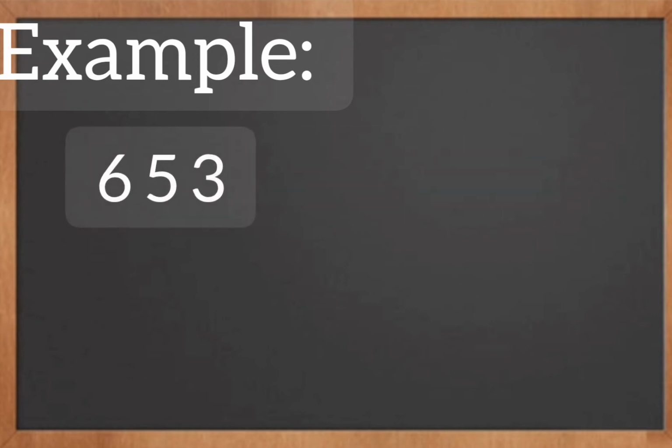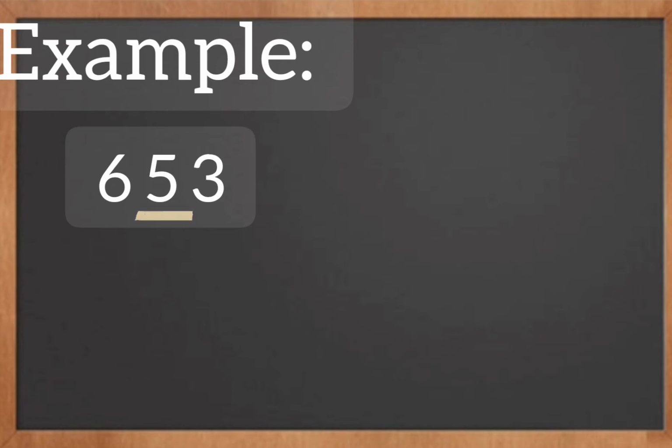Now let's look at another example. So we have this number 653. So we need to round off the following number to the nearest tens. So remember, what is step 1? So we need to underline the digit under the place we are going to round off, which is in the tens. So in the number 653, which number is in the tens? Yes, it is 5. So we underline the number 5.